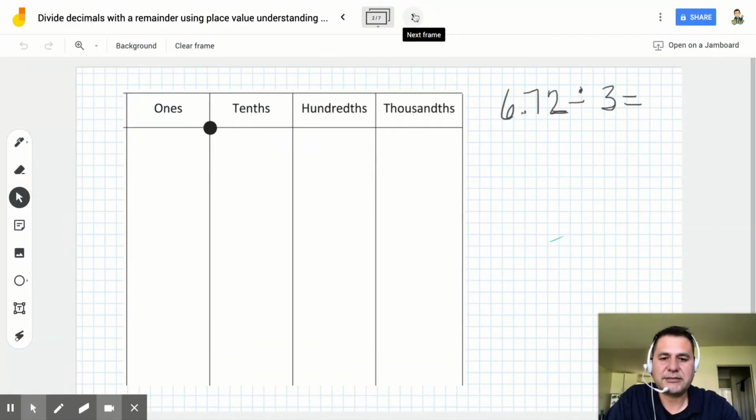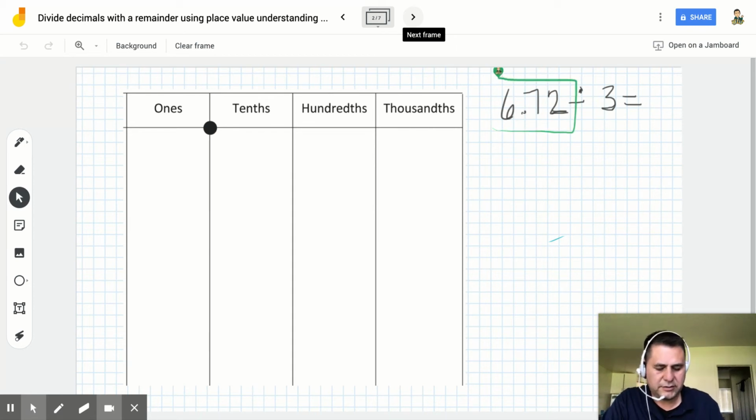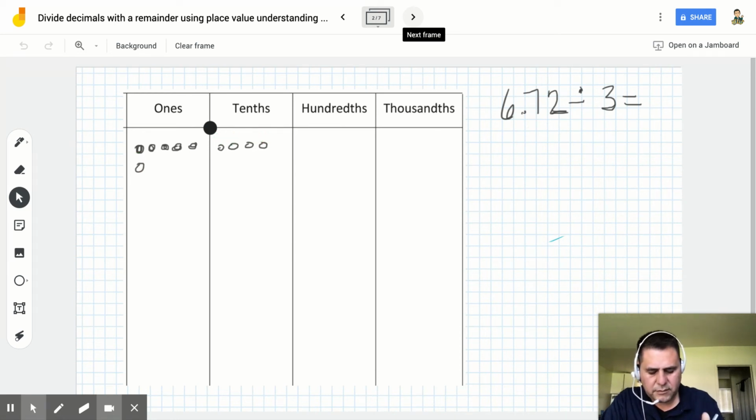We're going to do this by bringing in our knowledge of place value. So let's say I'm dividing 6 and 72 hundredths divided by 3. First thing I know is I'm taking 6 and 72 hundredths as my dividend. So I'm going to show that: 1, 2, 3, 4, 5, 6 ones, and 7 tenths, and 2 hundredths.